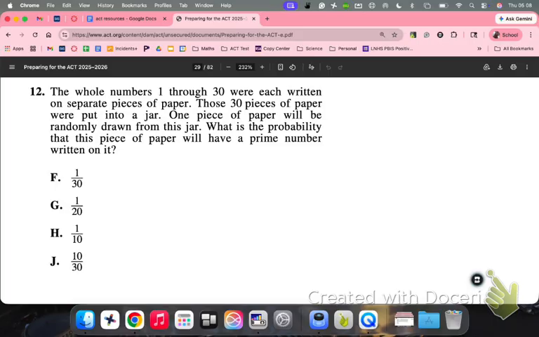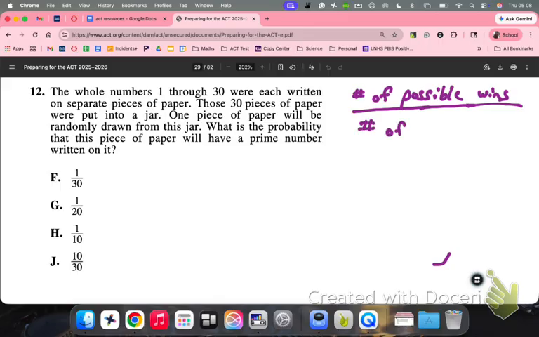Probabilities are always written, or think of them as fractions, where the number on top is the number of possible wins. This is assuming we win when we hit our targets. So we're counting how many times we get a prime number, or what are the odds of getting a prime number? That's like the number of successes. The number of possible outcomes is what goes on the bottom.